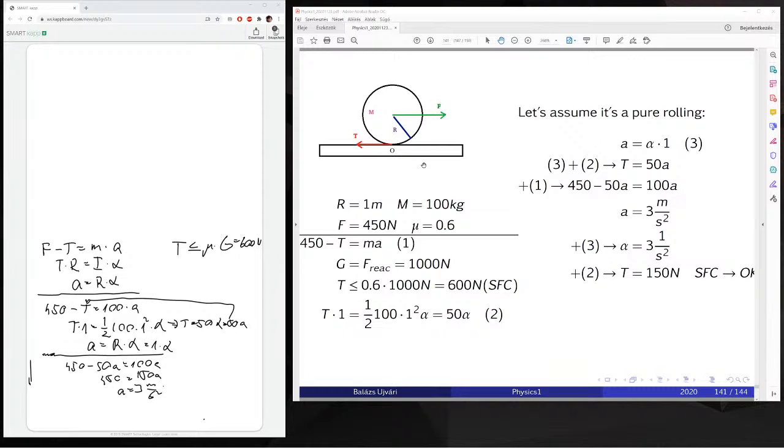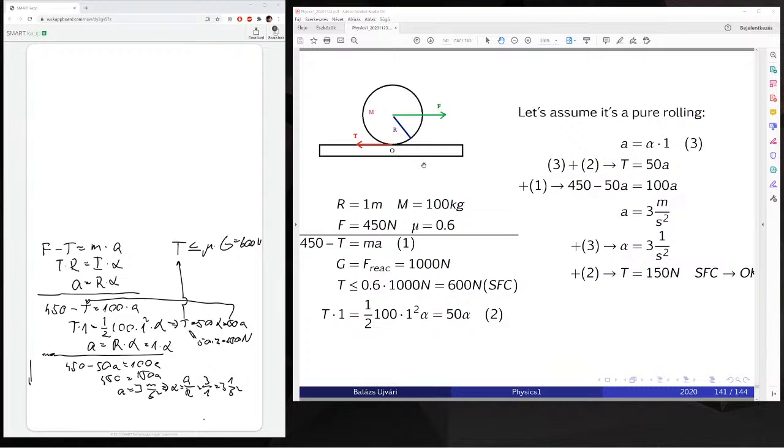Alpha equals a over r, which is 3, 1 over s squared. That's great, but we first have to check the condition, whether it's a pure rotation, whether the static friction is enough. Therefore, if T equals 50a, then T is 50 times 3, which equals 150, and since we use SI units, this is Newton.